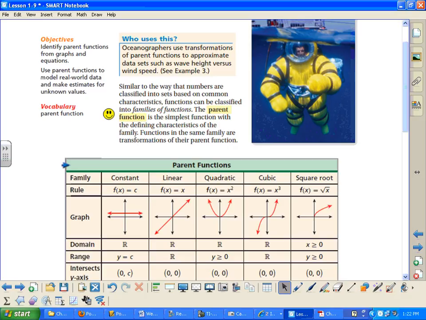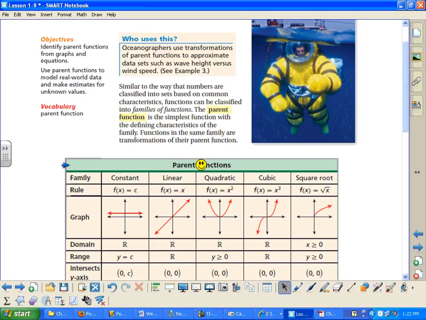So here we're talking about parent functions. We've all seen all of these different things, and here's the list of them. There's the constant function, which is just a horizontal line. Could be y equals, or f of x equals 5, 7, negative 8, whatever. Then the parent function for a linear is just a line, y equals x. We've all seen that line.